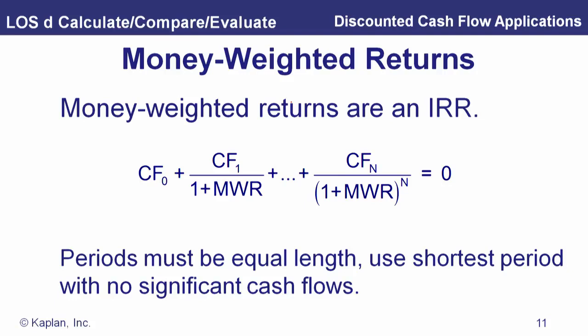Now, in order to do this, the periods have to be of equal length. So we'd use the shortest period over which there are no significant cash flows, and then try and fit those cash flows to that. For our purposes at Level 1, we won't do anything very complex with that, because we need periods of equal length, because when we calculate an internal rate of return, it's for a period.